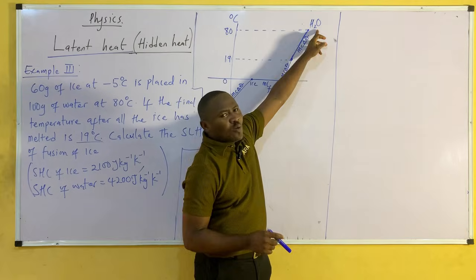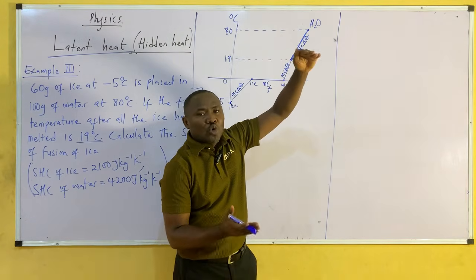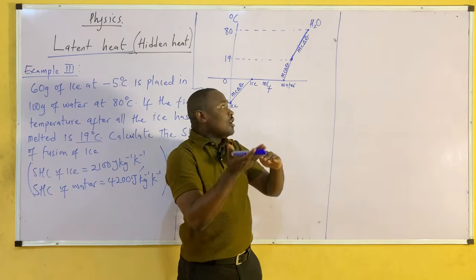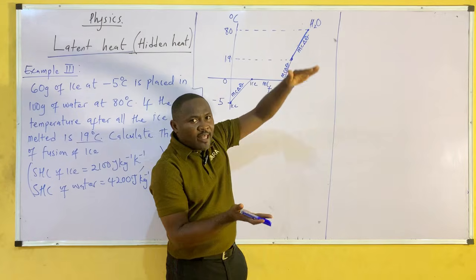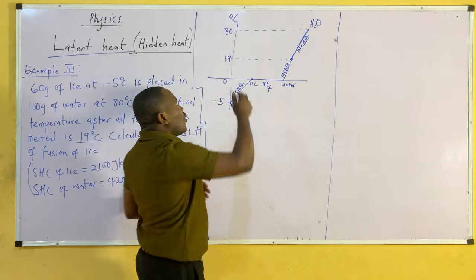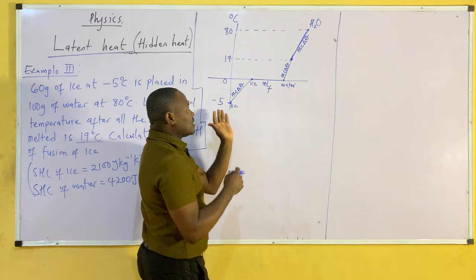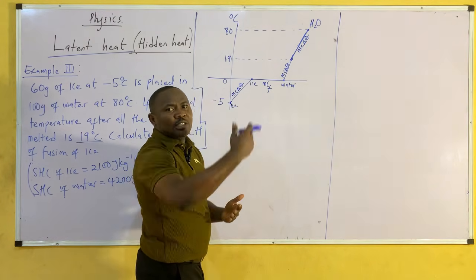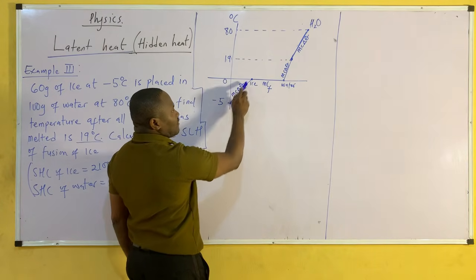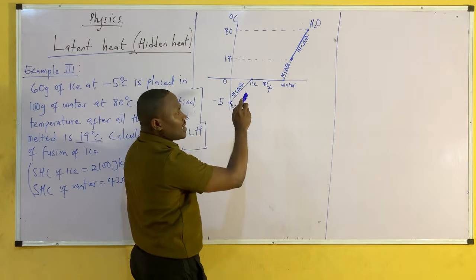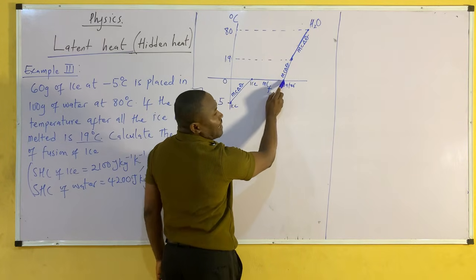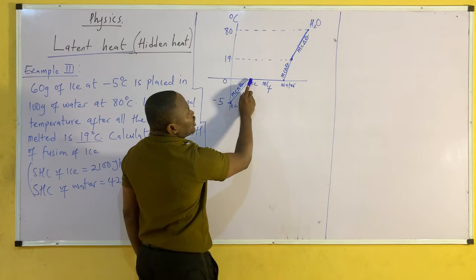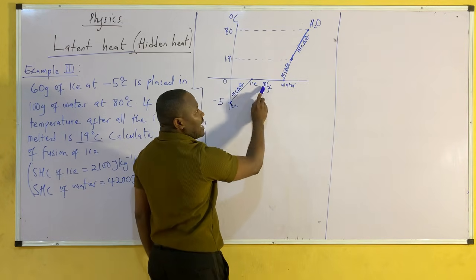Then the water that was at 80 degrees Celsius, the temperature will drop, but the temperature of ice rose to 19, while the temperature of water fell to 19. So it means water lost heat, but ice gained heat. So the heat that ice gained, how is the pathway? It was from minus 5 to 0, which is MC change in theta. Then from 0 to still 0, that is the melting. Because at this stage, it's still ice, so it has to melt. That's why we now have MLF.